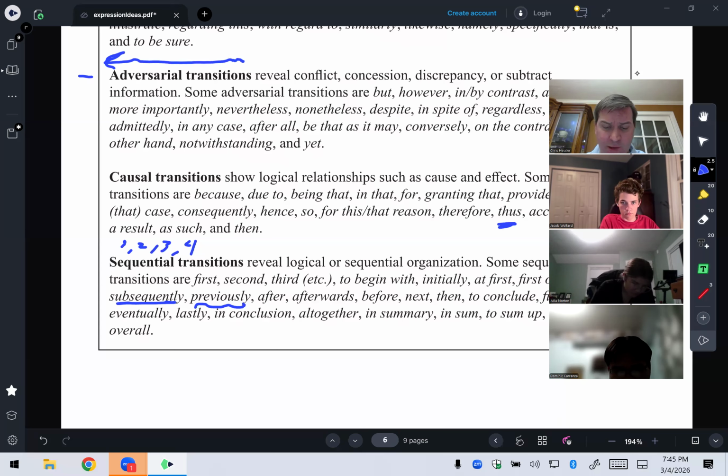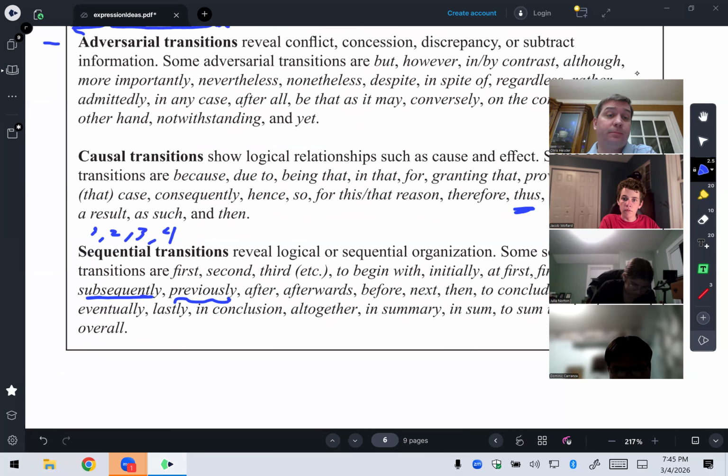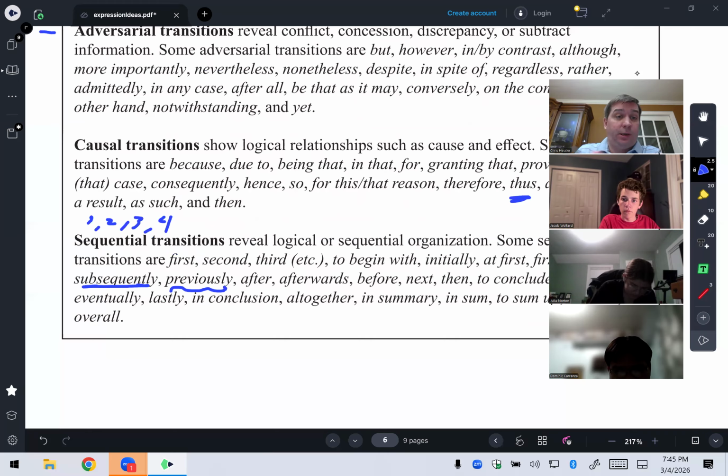These I would expect to see at the end of the passage. To conclude, finally, eventually, lastly, in conclusion, altogether, in summary, in sum, to sum up, in short, and overall. So all of those transitions are just used to sequence information, and that's the last kind. So now we'll look at a transition question.